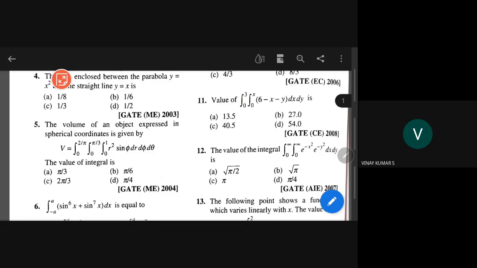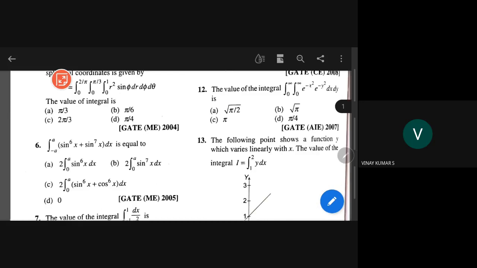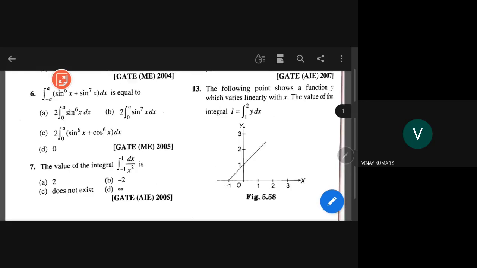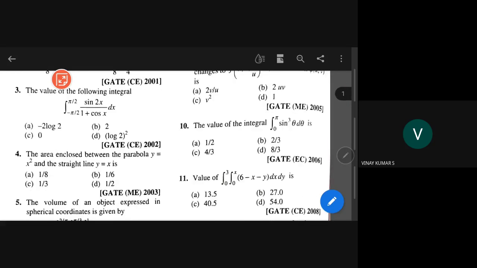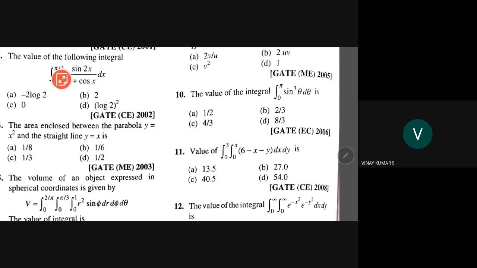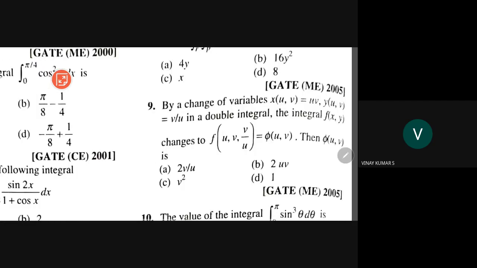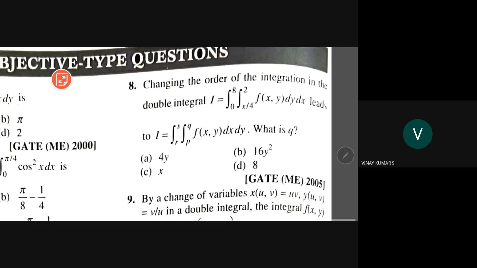Okay, so double integrals only. We'll see one more problem and then we'll try to close. One more problem on double integral. Single integrals you can do, that's not an issue. Here, some difficult one is there, then I will do. That's what I'm thinking. Changing the order of integration.